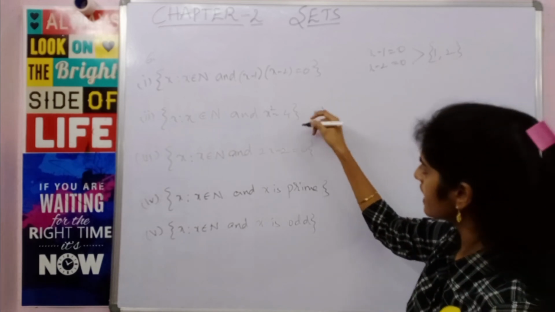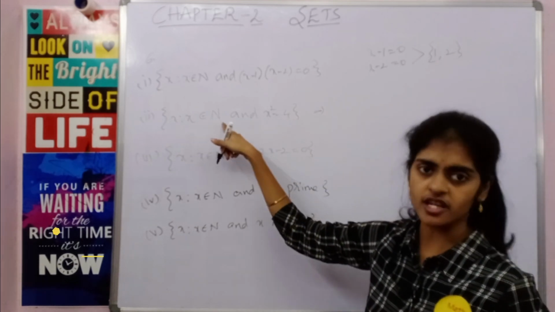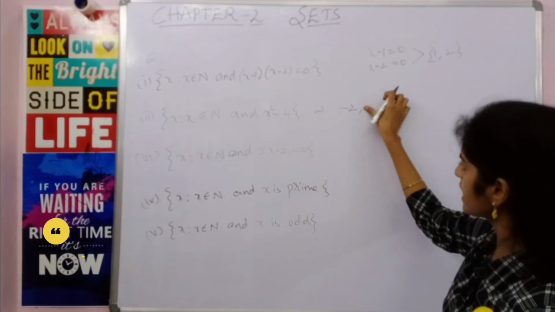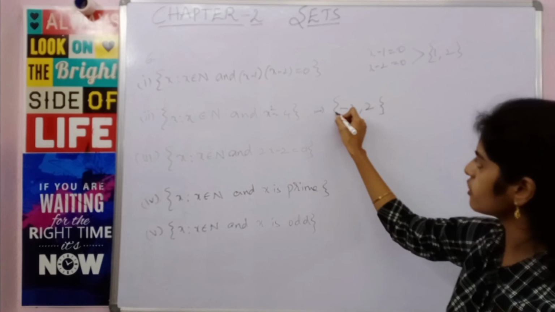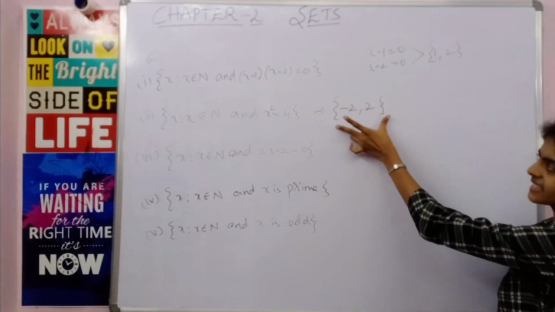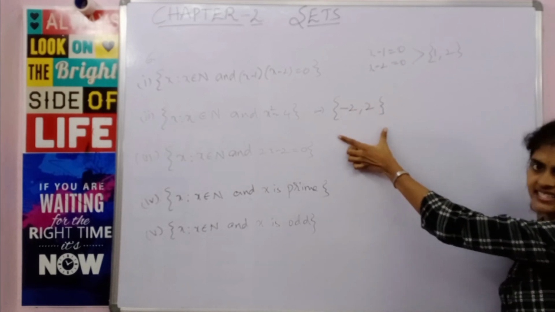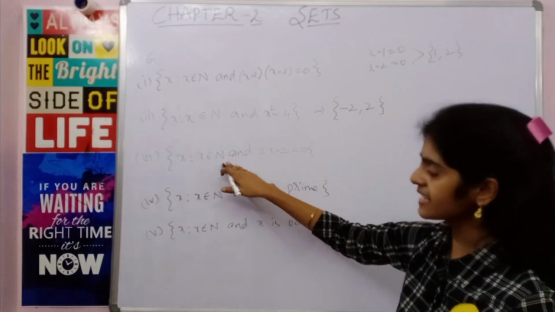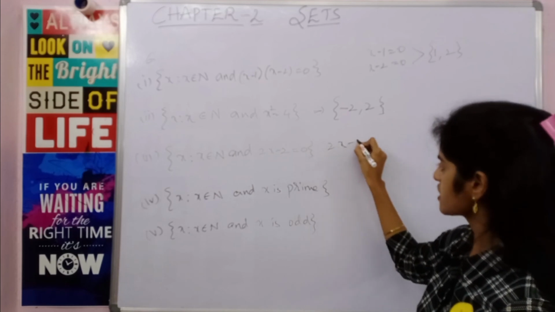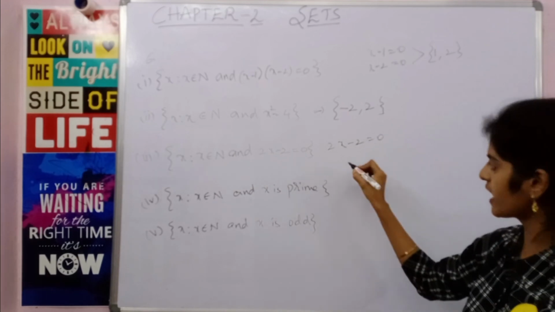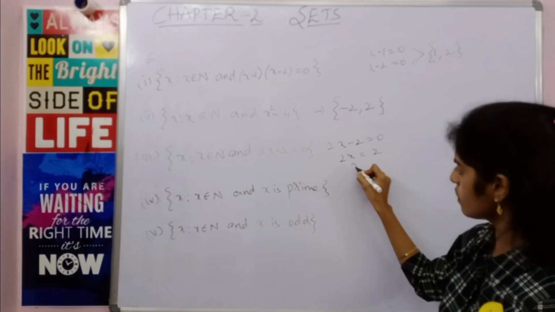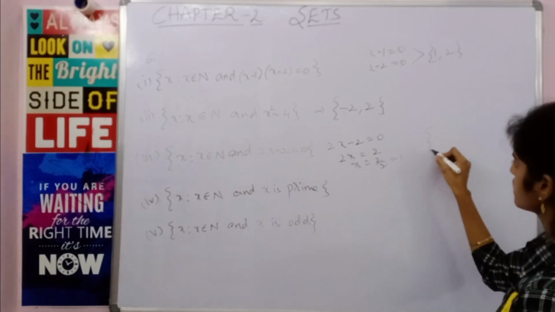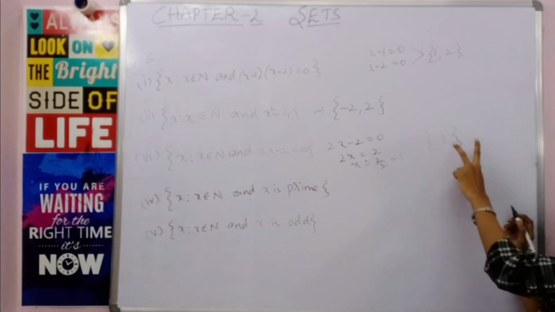Now here you see x square equal to 4. X is a natural number, but x square is 4. So this condition is satisfied only for plus 2 and minus 2. This we have seen in the concept video also. Yes. So this is a set containing only two elements. So this is a finite set where a limited number of elements are there. Now here also you can see x is a natural number, but again the condition is 2x minus 2 should be 0. Okay, which means 2x is plus 2, x is 2 by 2, so x is 1. So this set contains only one element, which is 1. Okay, so this is a finite set.